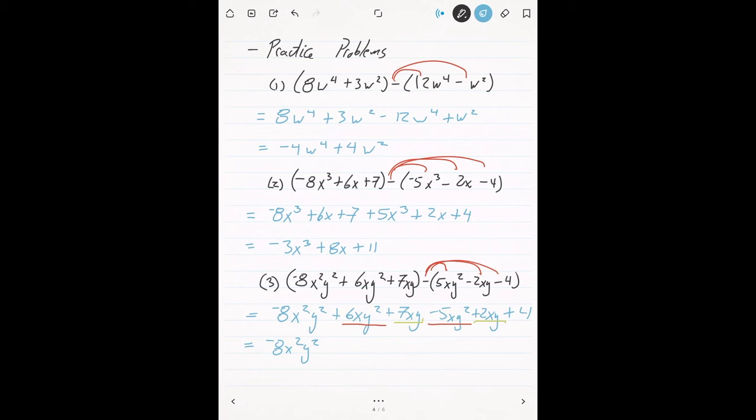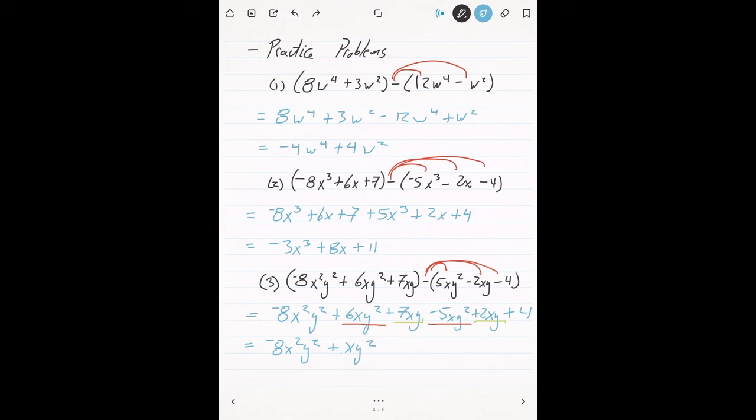But then we had the 6xy squared and the negative 5xy squared. That is a positive 1xy squared. We combine the coefficients from 6 and negative 5. That just makes a positive 1. And then we still have the xy squared as the variables.